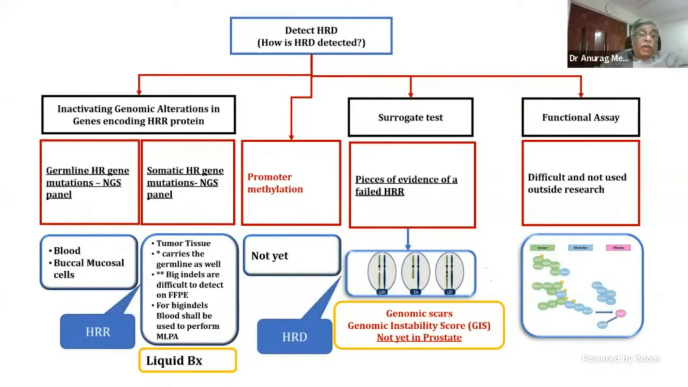So in common parlance, when we do a germline or a somatic test, we call them HRR testing. And when we look for this genomic scar using this proprietary test, we call it HRD testing. But this is just a colloquial usage, not on the basis of any scientific data.